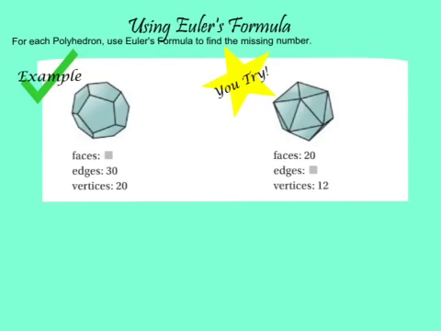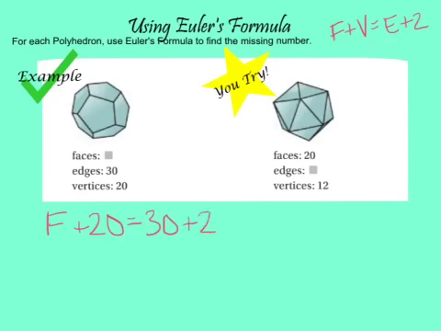So now we're going to actually see how we use Euler's formula. In examples, you may be given a certain amount of information, but asked for another piece of information. So you just have to recognize you're using that same formula for all of these. So remember, F plus V equals E plus 2. So F is what I'm looking for here, plus V is 20, equals E is 30, plus 2. So F plus 20 equals 32. I'm going to subtract my 20 from both sides, and I find out that my faces must be 12.